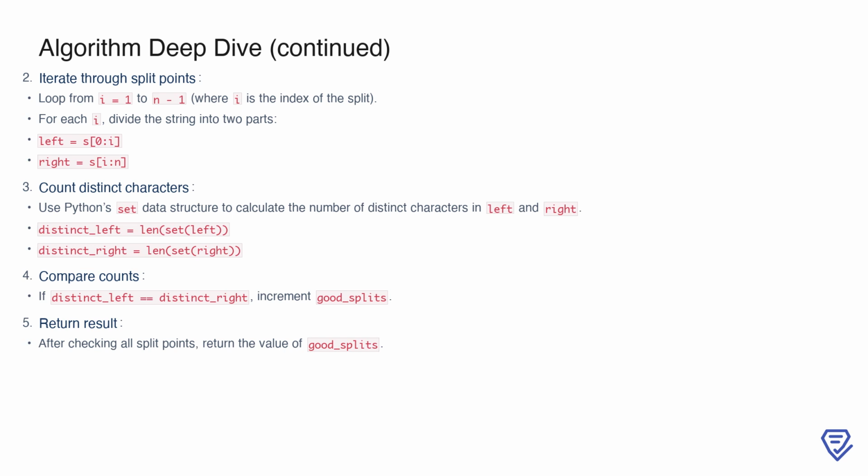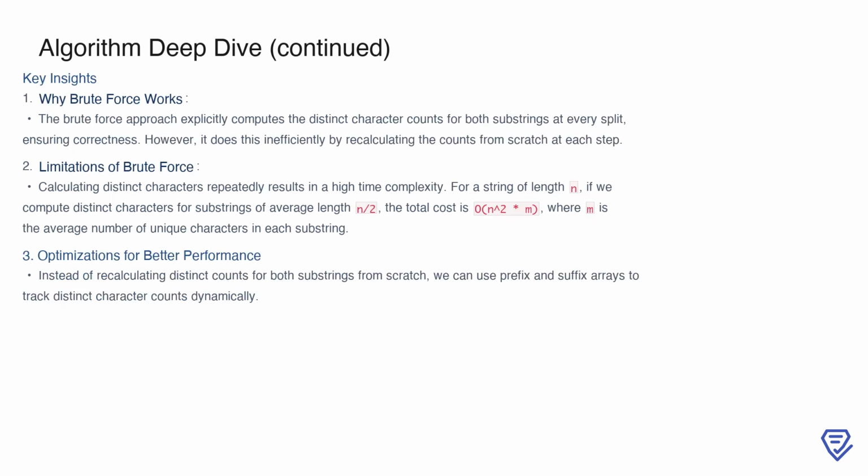Once the string is split, we use Python's set data structure to count the distinct characters in each substring. The number of distinct characters in the left substring is calculated as len(set(left)), and for the right substring, it's len(set(right)). If the counts of distinct characters in the left and right substrings are equal, we increment the good_splits counter. Finally, once we've checked all possible split points, we return the value of good_splits as the result.